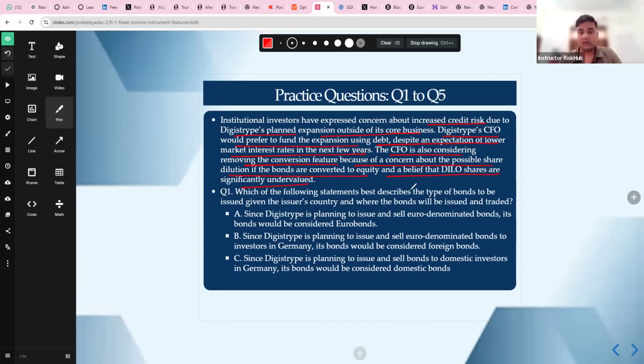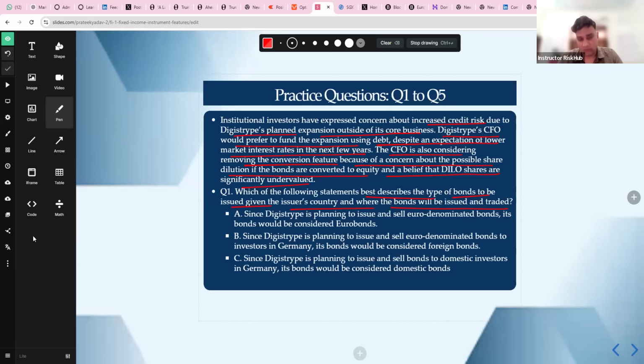Now, the question is, which of the following statements best describes the type of bond to be issued, given the issuer country and where the bonds will be issued and traded, right? See, again, if you go back to the question and read it carefully, this is a Canadian company issuing a eurobond sold in Germany.